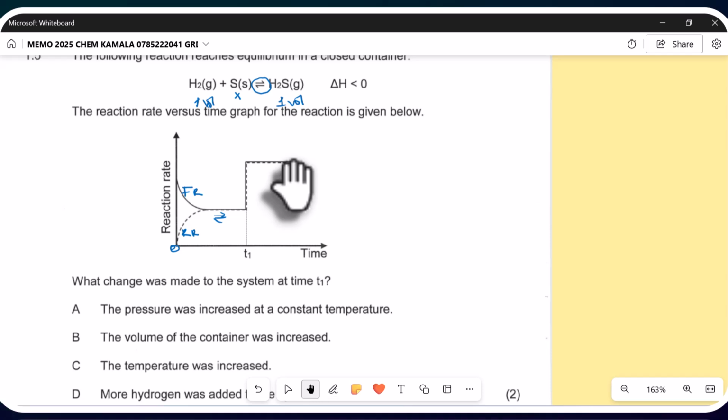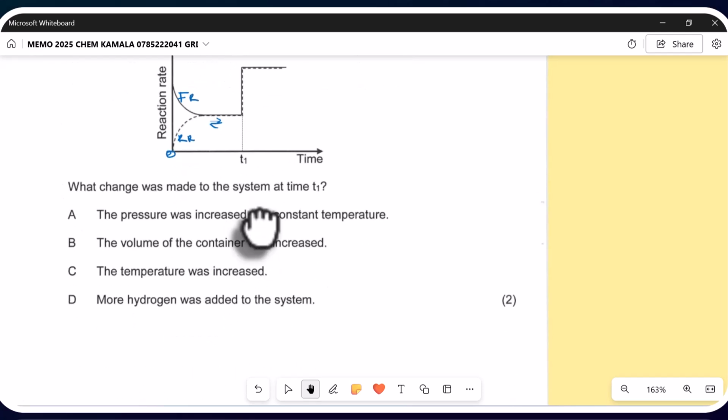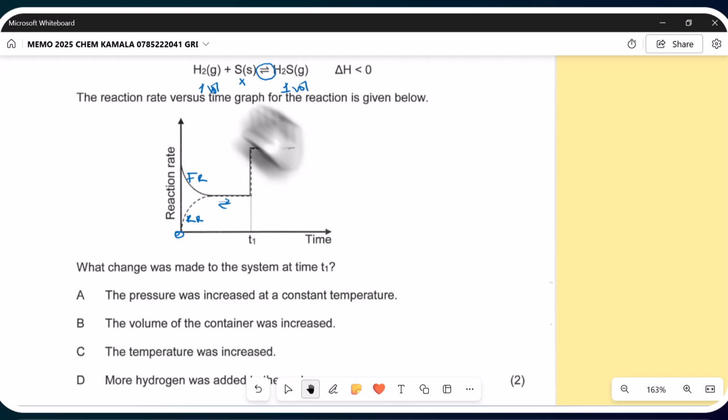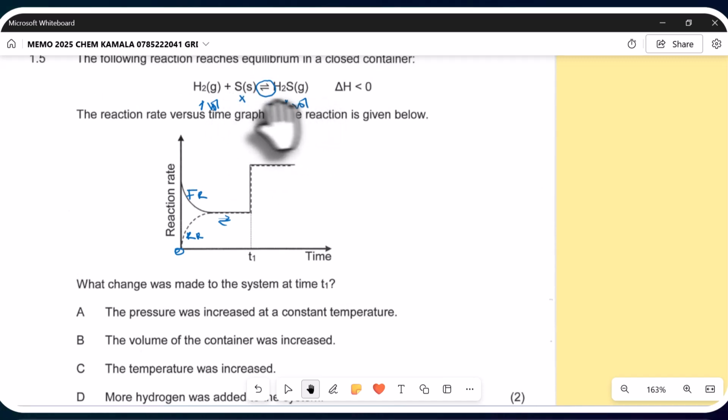They say the pressure was increased at a constant temperature. The volume of the container was increased. The temperature was increased, and then more hydrogen was added to the system. If they added more hydrogen to the system, then from literature we are going to favor the forward reaction so as to use the added hydrogen. In that case, we would be having a jump on the forward reaction rate. But here they are both moving up, so the answer for this is not right.